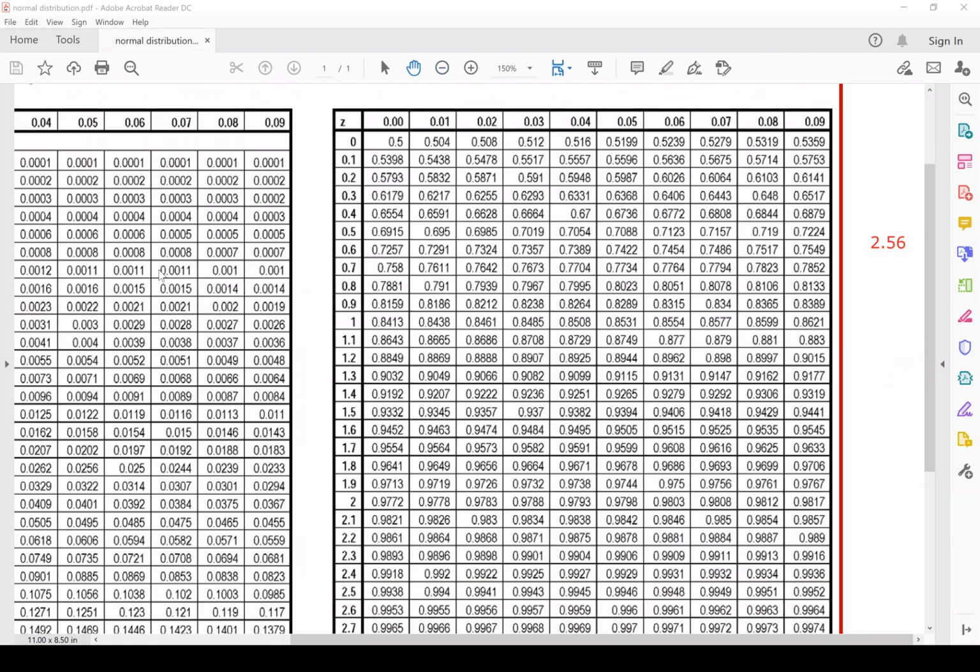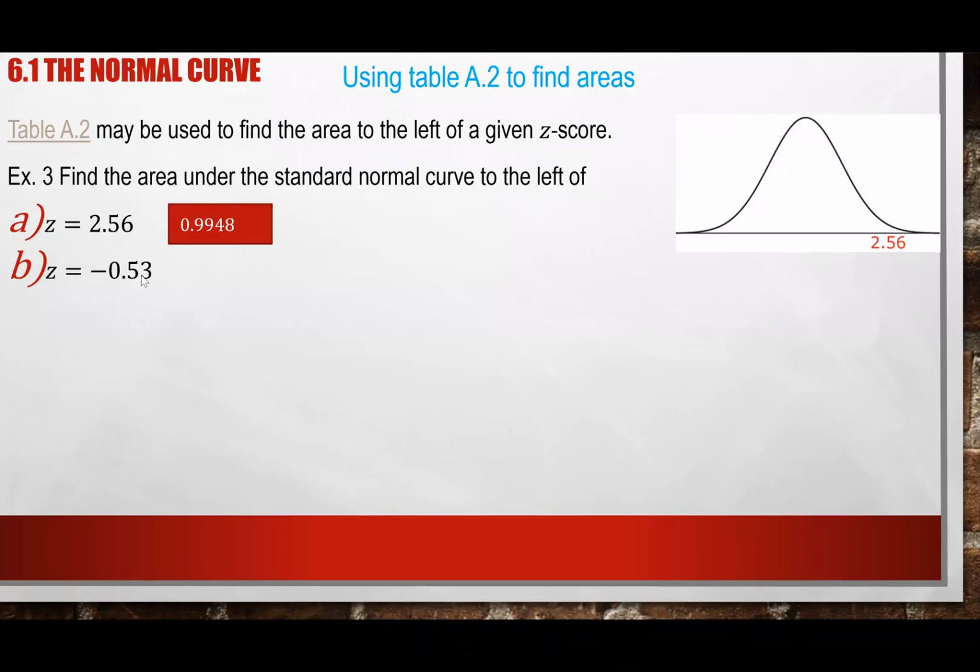If they ask you to find the area to the left-hand side of negative 0.53, and if you sketch this out, we know that negative 0.53 is somewhere here. It doesn't have to be precise, but this is the area we're looking for, right? We're looking for the area from the left-hand side to this value. So that's what we have. And if you're looking for the area to the left, life is easy. Why is life easy? Because the table can give you the answer.